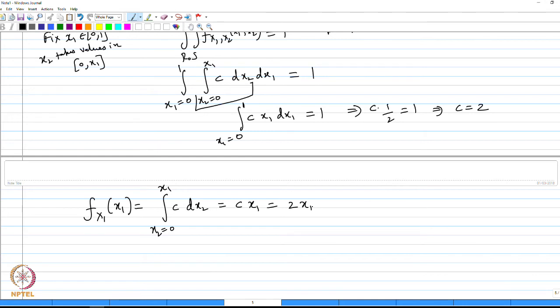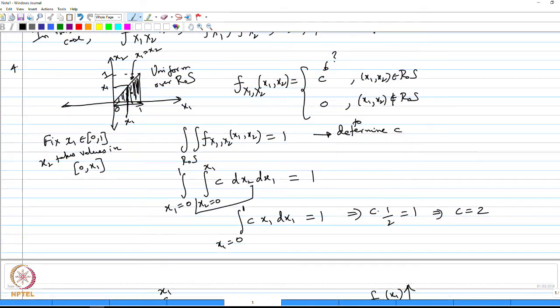Is that okay? What is the marginal distribution? 2 times x1, and x1 takes values from 0 to 1. So the marginal distribution of x1 will look like this. It's the same distribution that I considered before, the triangle distribution. What do you think will be the marginal of x2? For x2, I have to integrate over x1. So let's look at that.